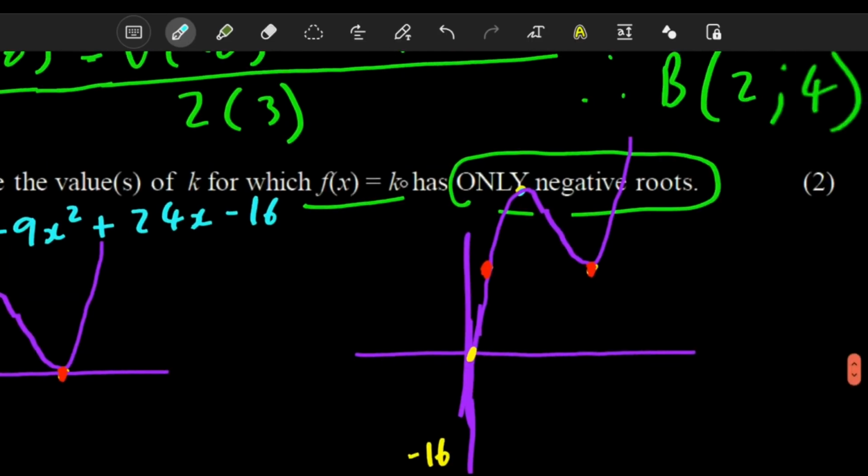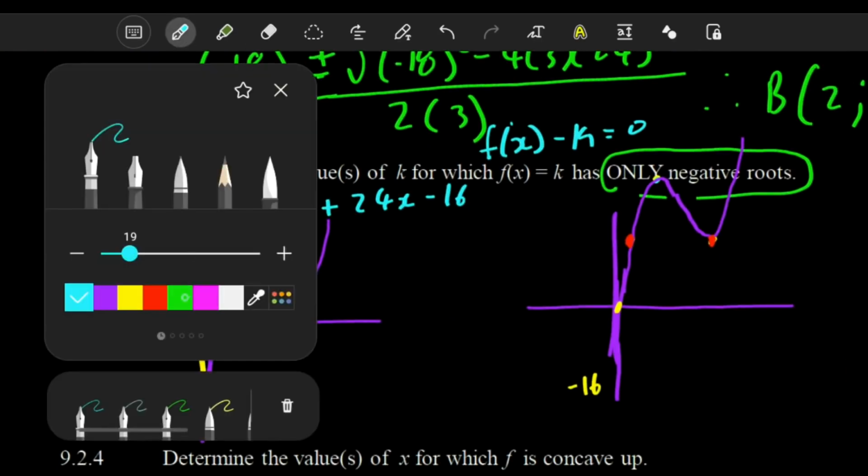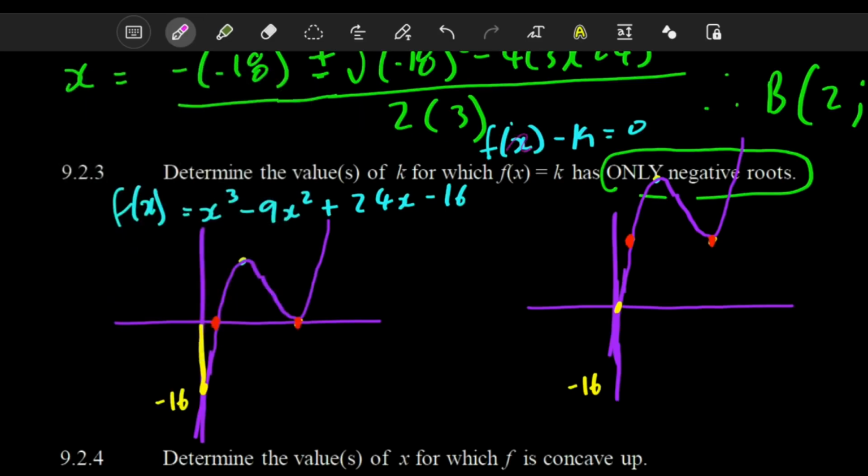So in this scenario, for you to find out whether you're going to say k is bigger than 16 or k is smaller than 16, what you do is the k goes over. So you're going to have a scenario like this: f of x minus k equal to 0. So in our case here, we would have our k here as a minus. So f of x minus k is the same as this equation here, minus k.